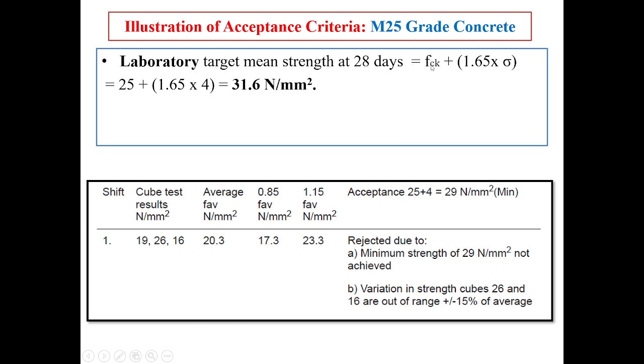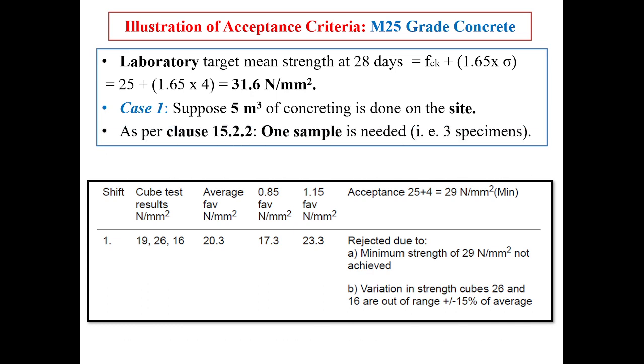It is characteristic compressive strength plus 1.65 into sigma. So it is 25, that is M25 plus 1.65 is the risk factor, into 4 is the standard deviation, which I obtained from table number 8. So that is 31.6 Newton per mm square. Now let me take case 1. Suppose I am doing 5 meter cube of concreting on the site.